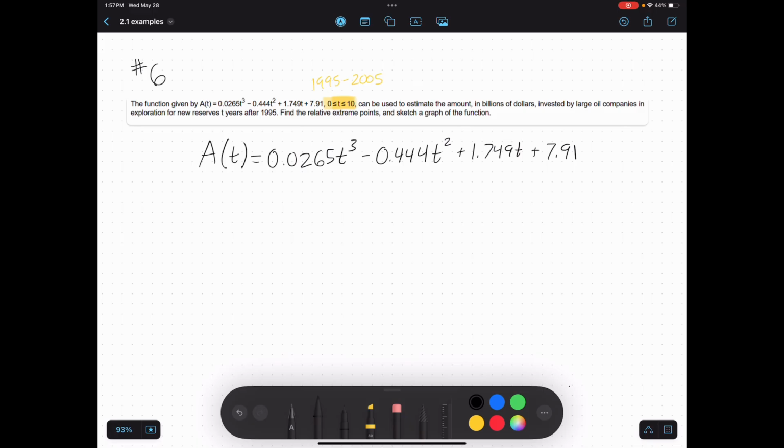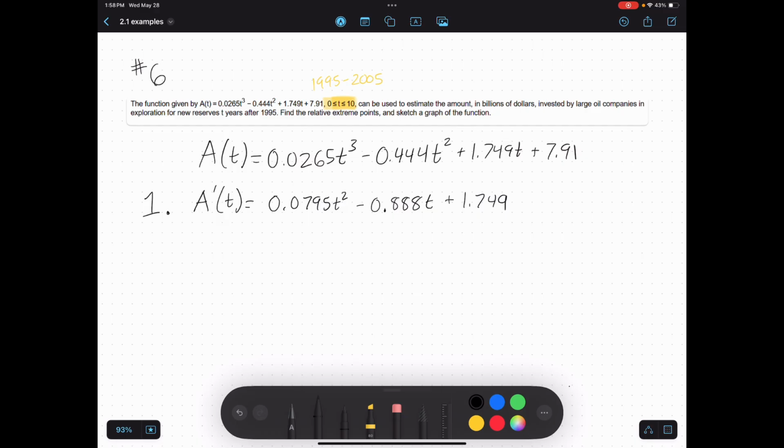Well, if I want to find the relative extreme points, what tool am I going to use to help me? I'm going to use the derivative. So if you remember, for that step-by-step process we came up with in my concepts video, the first thing I'm going to do is find the derivative, which, since this is just a nice simple polynomial, I can use the power rule, and I'm going to get 0.0795 t squared, that's 0.0265 multiplied by 3, minus 0.888, which of course is 0.444 multiplied by 2, plus 1.749. The 7.91 goes away because it was a constant. There's my derivative.